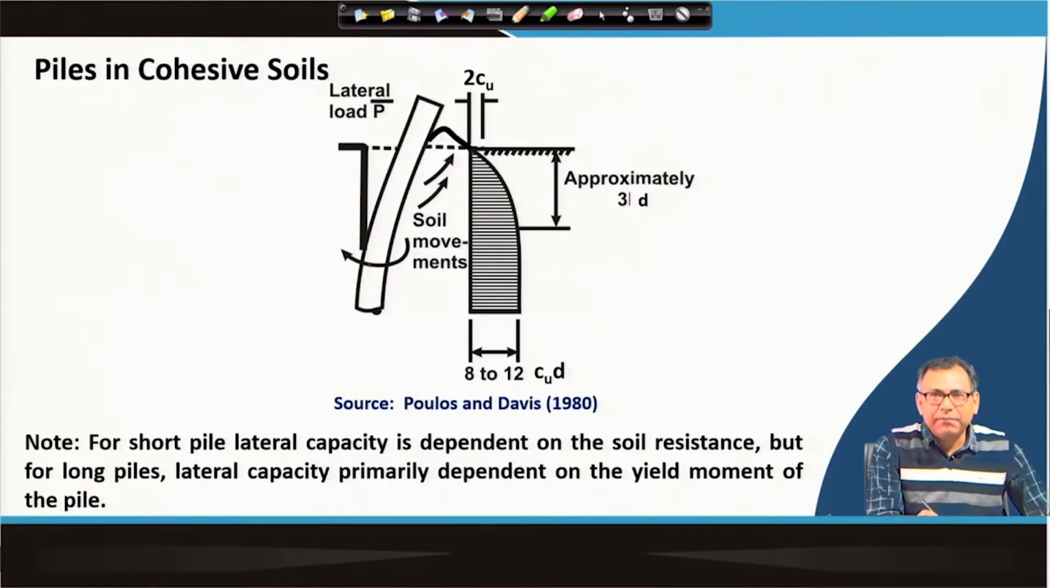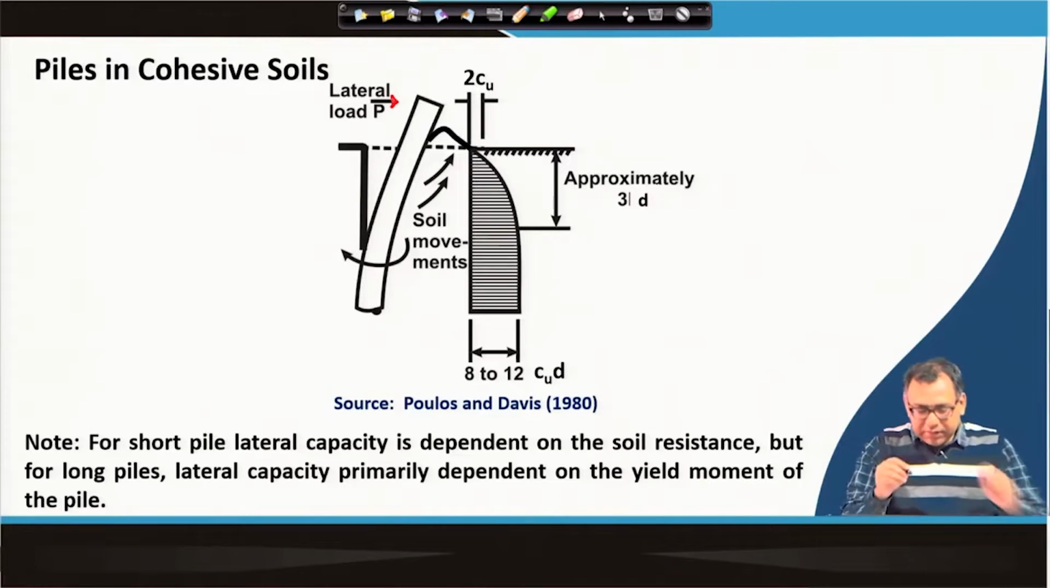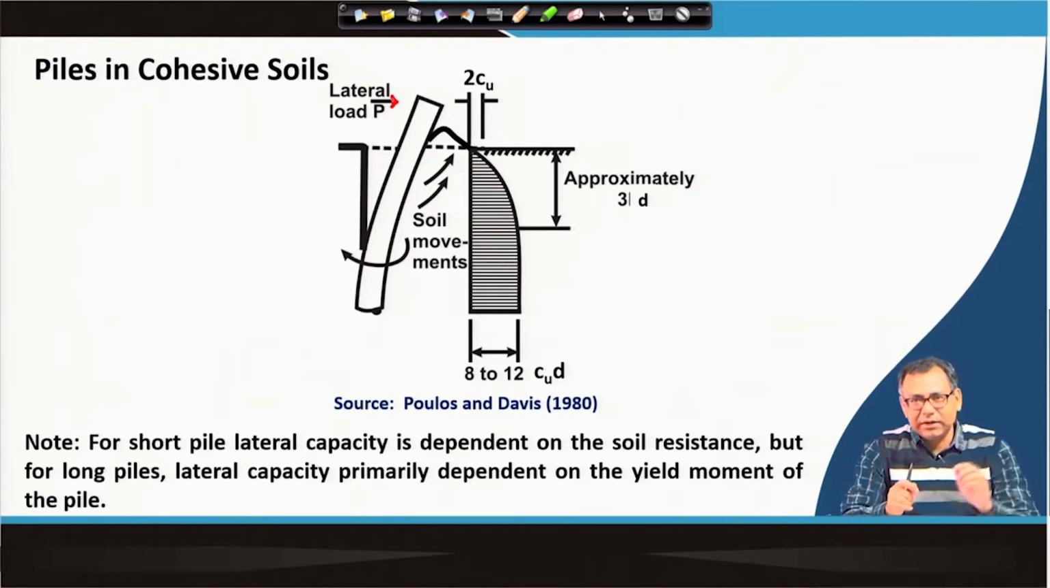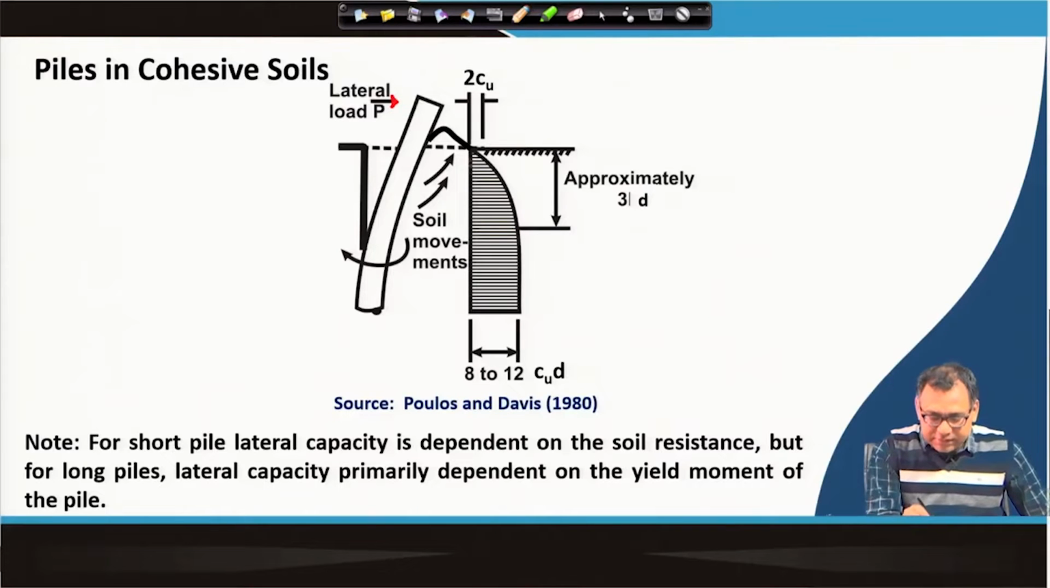Suppose this is the pile which is subjected to a lateral load P. Then this pile will get a resistance from the soil, because it is moving in the lateral direction as the load is applied laterally. That type of resistance, or the pressure that the pile will be subjected to from the soil due to the lateral movement, is also represented here.